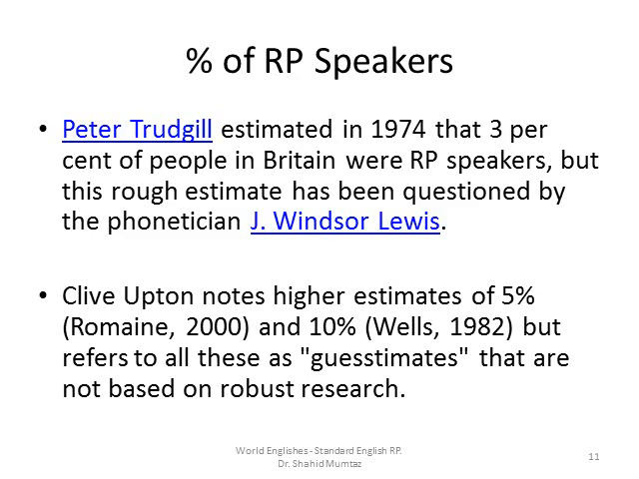It's 5% as per the reference of Romaine, and 10% with the reference of Wells in 1982, but he referred to them as guesstimates only. I mean they were just roughly estimated and not based on authentic research. But you can imagine the percentage of RP speakers. So there are three figures: one is 3%, and then 5% and 10% respectively. So I think it's pretty low.